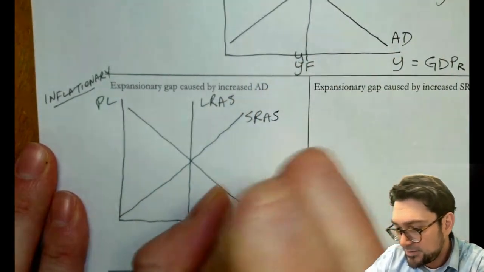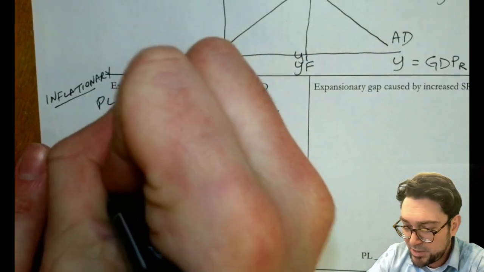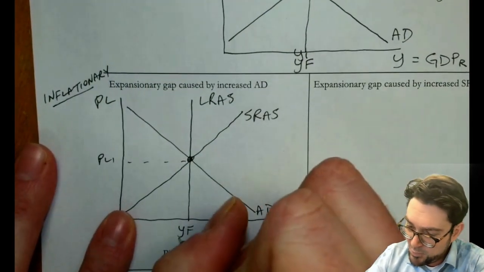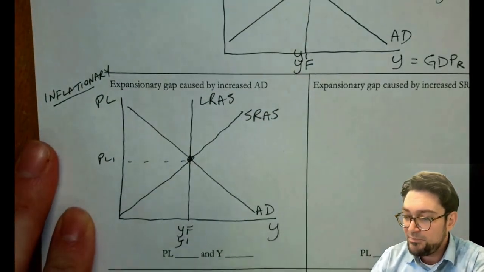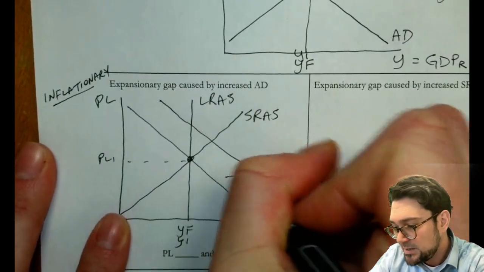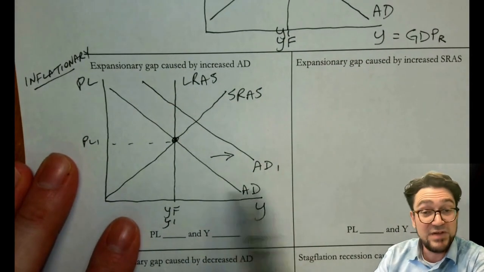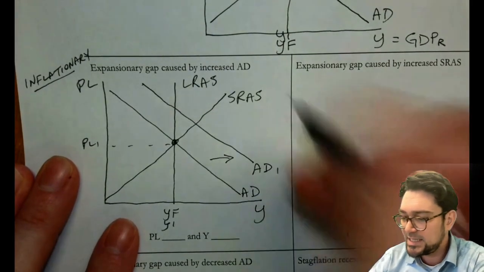So we're going to start out here in the long run equilibrium. And we know that we're starting here where we've got a Y1 value and a PL1, and we're going to have a higher aggregate demand. Maybe there's more consumer confidence. Maybe government decides to cut taxes or increase transfers. Maybe there's more investment spending, like from a tax cut or something like that.